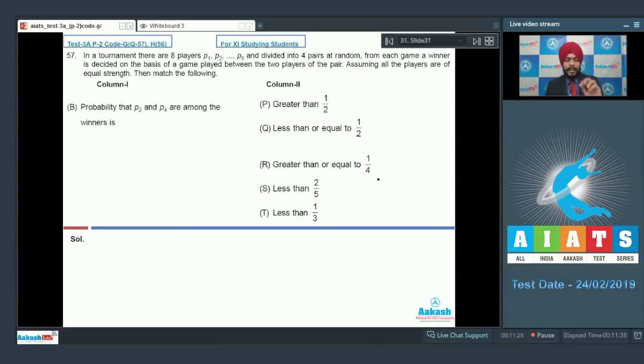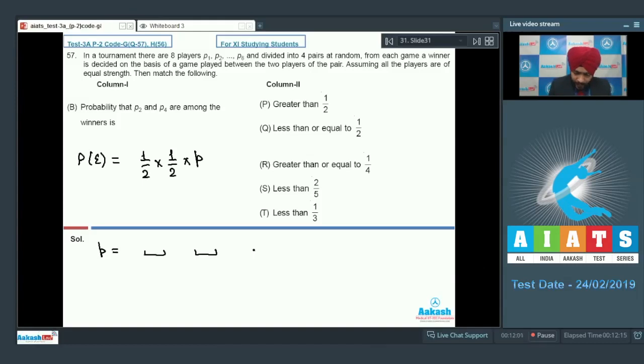B part says that under the same rules, the probability that P2 and P4 are among the winners. Students, this probability of event E is governed by 2 facts. First fact, P2 and P4 should not be in the same team, because if they are in the same team, one of them will win and the other will lose. Because both of them have to be winners, I'll do 1 by 2 into 1 by 2 into P, where P is the probability that they are not in the same team. So let us calculate P.